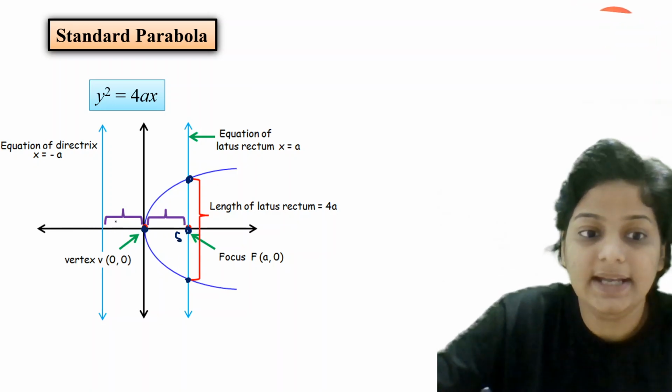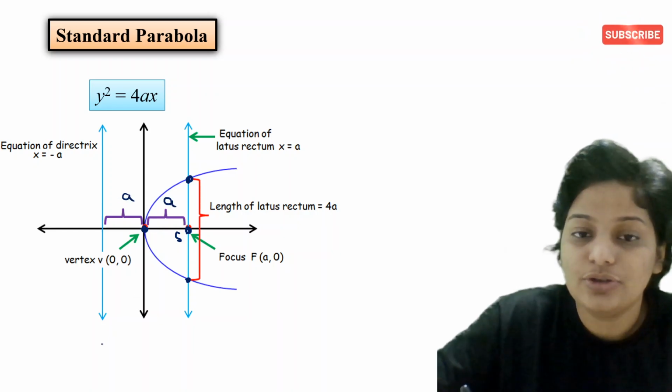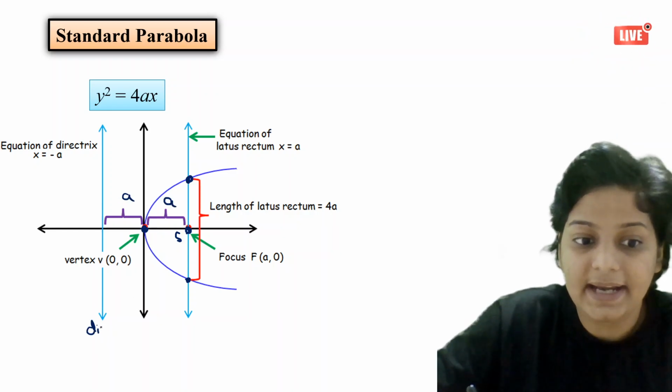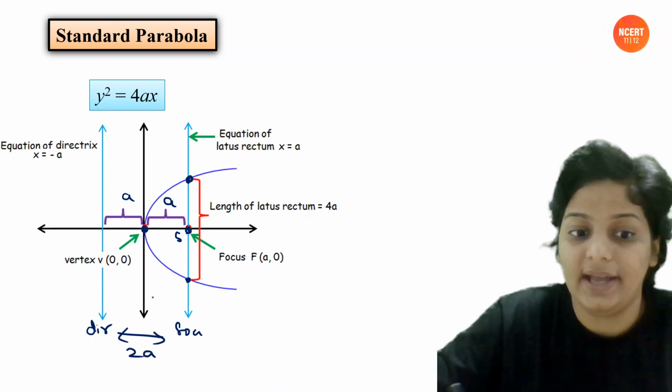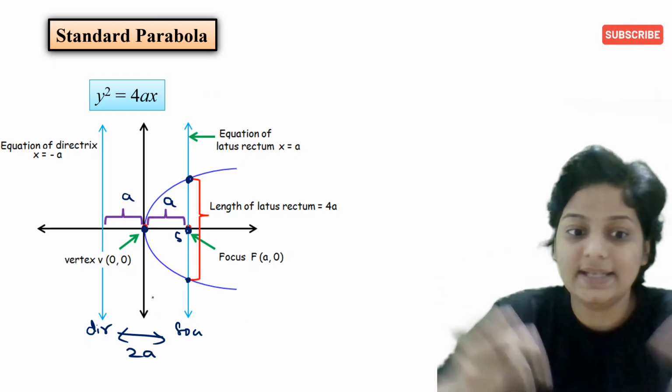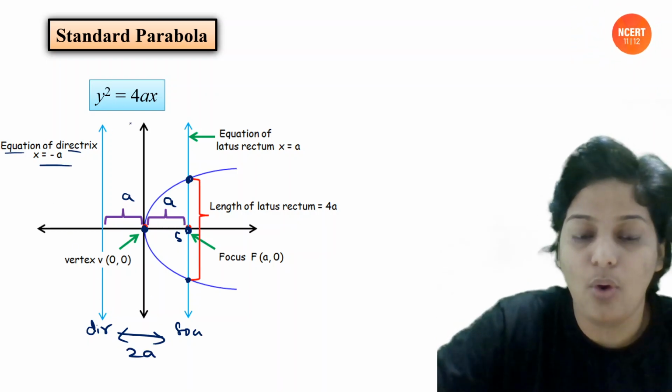देख लीजिए वर्टेक्स. This distance is equal. ये डिस्टेंस a है, ये डिस्टेंस a है. So distance between directrix and focus कितना होगा? ये दोनों के बीच का डिस्टेंस 2a. यहाँ पे a, यहाँ पे a. So total distance is going to be 2a. Just note down all of them very well.